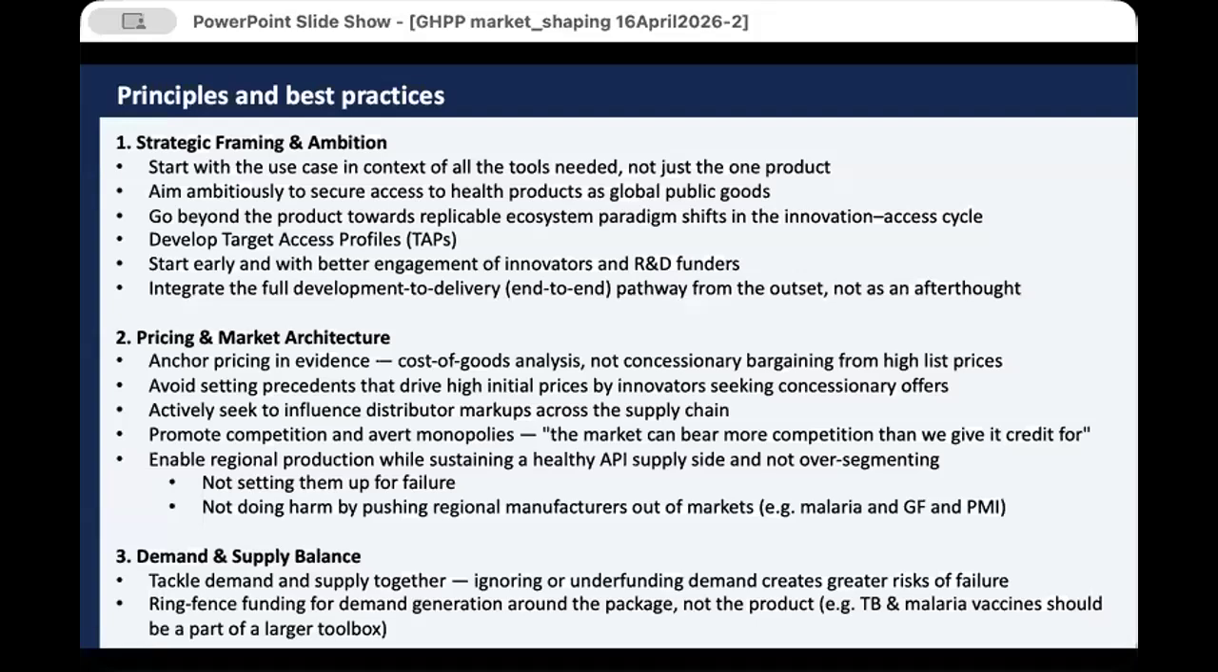Demand and supply balance, I think we've hit on this note a lot, but again, it's essential to successful market shaping. And also, though, we need to take care when we ring fence demand, so funding for a particular product, that we don't risk the scaling up of the other tools in the basket. So one example is the TB vaccine, instead of coupling and providing ring fence funding for also TB preventive therapy, and you can say the same in terms of the malaria vaccine if there's just ring fence funding for that, as opposed to the suite of interventions that are needed to prevent malaria. Next.